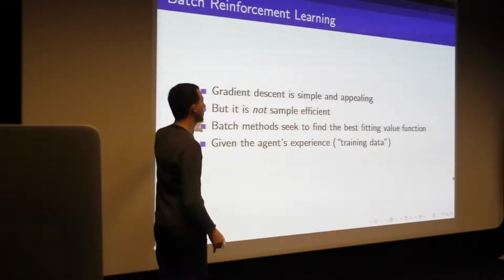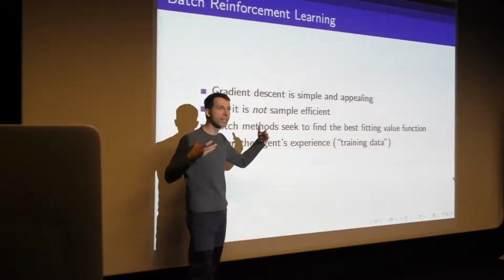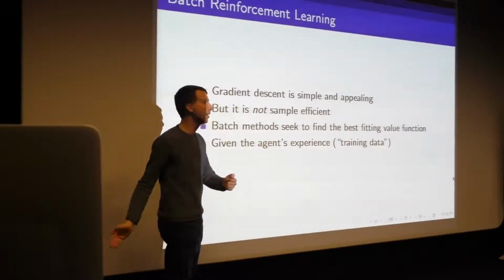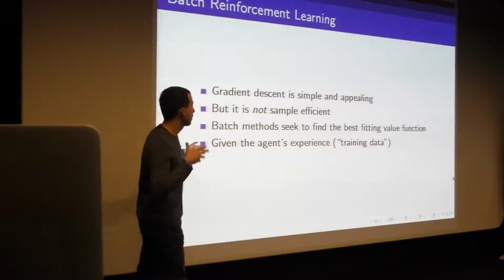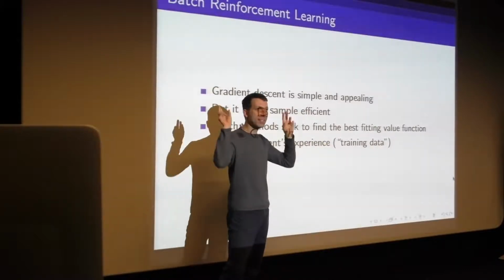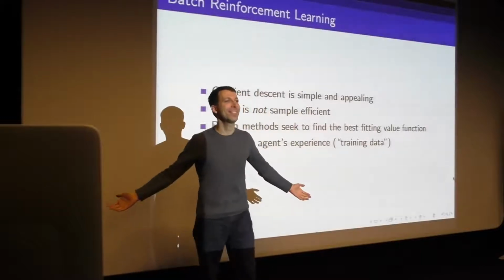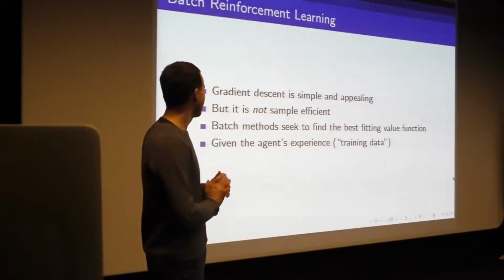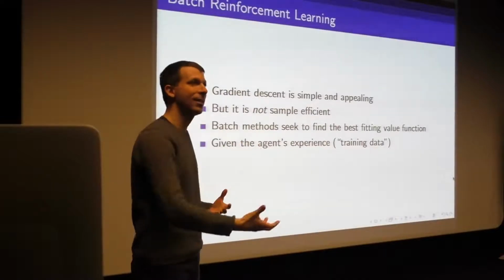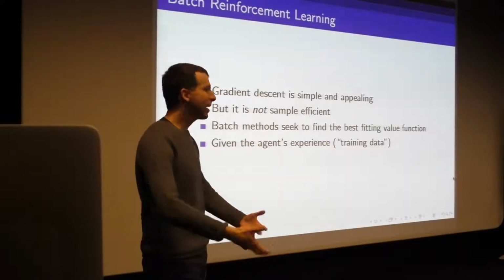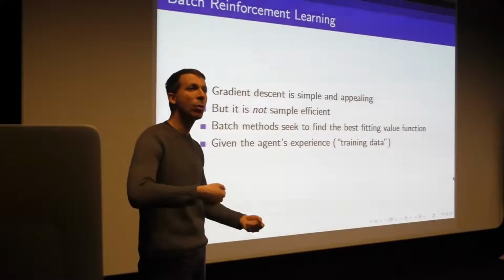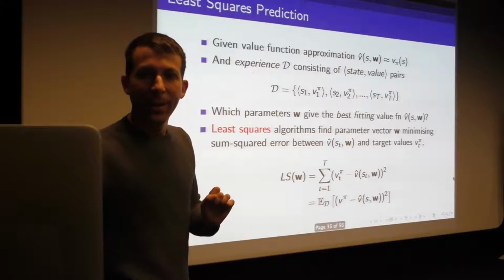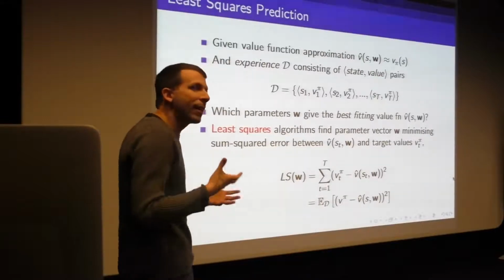So the idea of batch methods is to try and find, in some sense, the best fitting value function to all of the data that we've seen in our batch. And the batch, in this case, is the agent's experience. That's its training data. It's its life. Life is one big training set for an agent. And we're trying to fit everything the agent has seen, and find the best value function that explains all of the rewards that it's experienced so far. So what does it mean to find the best fit?